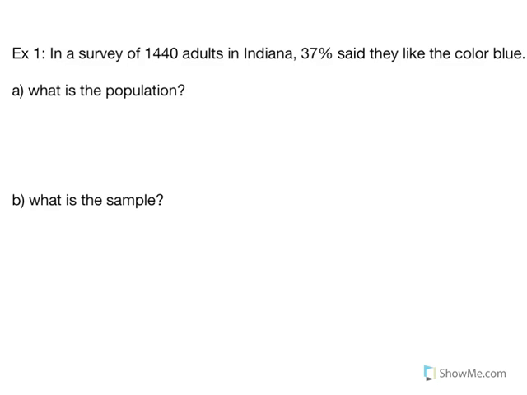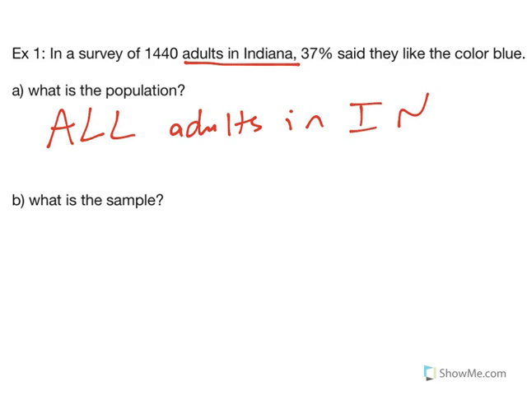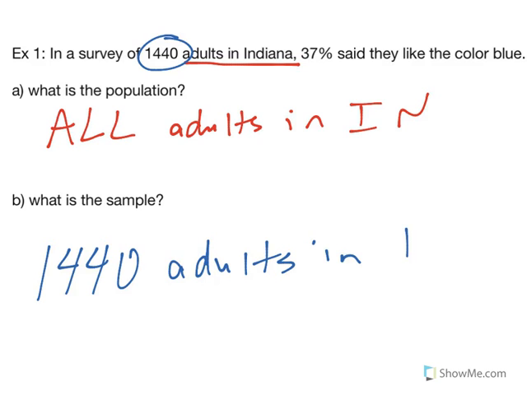So example 1: in a survey of 1,440 adults in Indiana, 37% said they like the color blue. Whenever you're thinking about population, you should always start with the word all. Well, who are we talking about in this problem? We're talking about adults in Indiana. So the population is all adults in Indiana. All of them. Now, we couldn't talk to all of them. We could only talk to 1,440 of them. So the sample is 1,440 adults in Indiana.